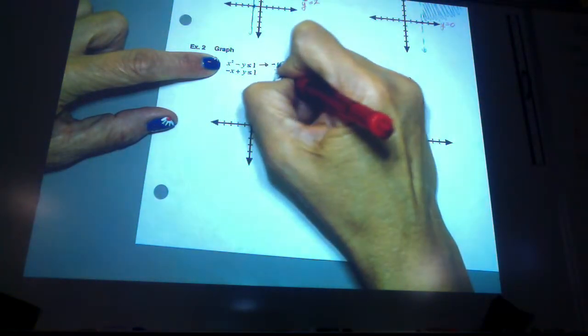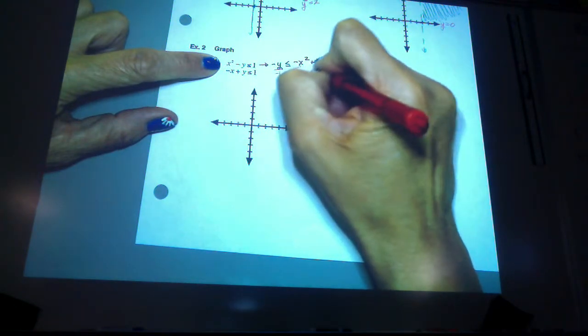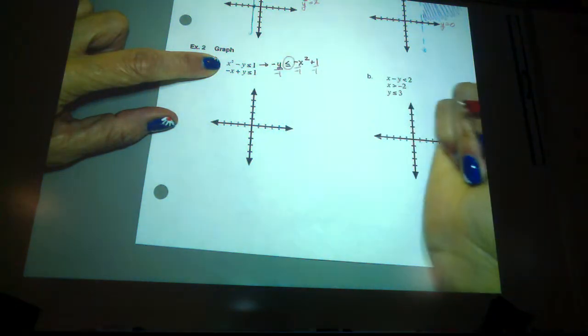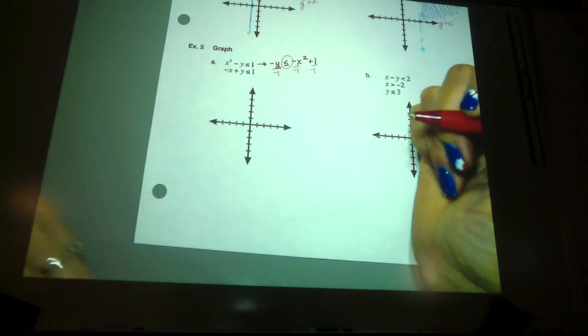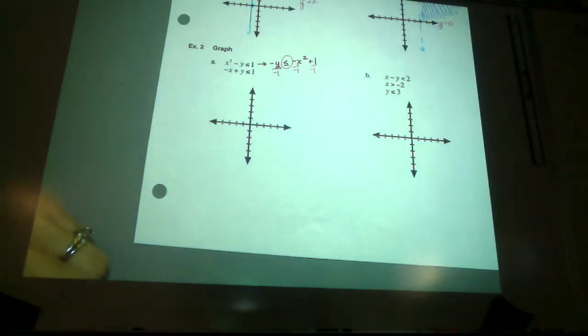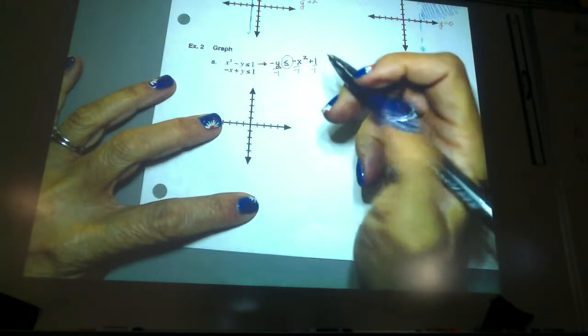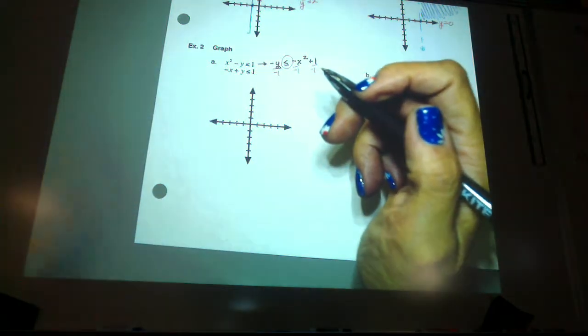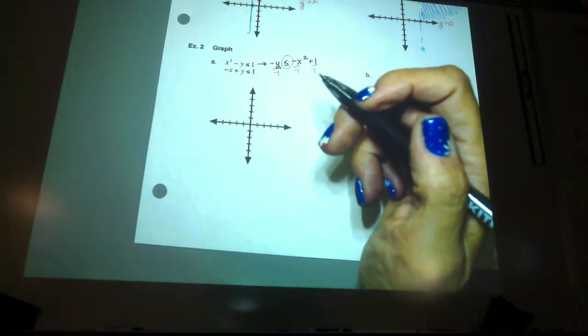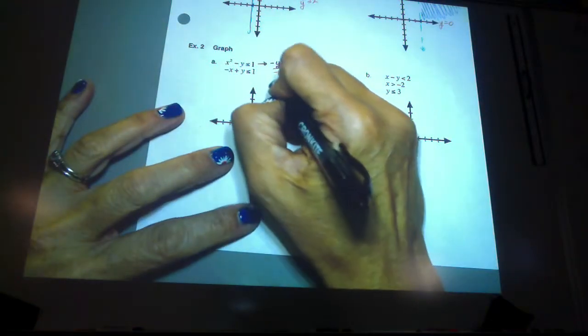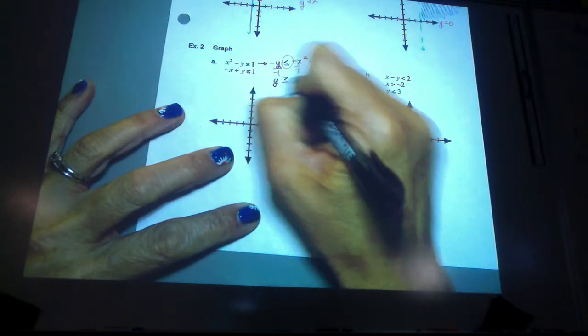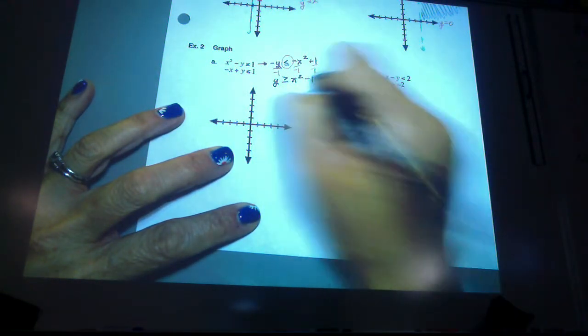What happens when I divide by a negative 1? You have to flip that sign. Anytime you multiply or divide across that inequality by a negative, you must flip the sign. And that'll affect your shading, and it'll come up in your solution because then you won't get the correct intersected shadings. So we have y is greater than or equal to positive x squared minus 1.